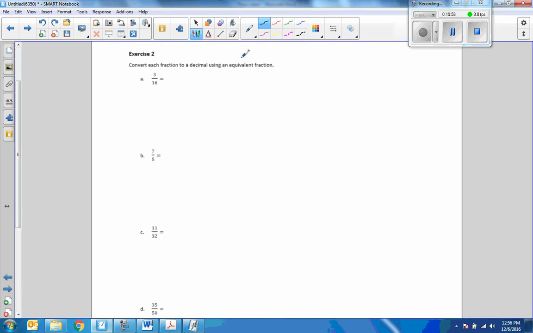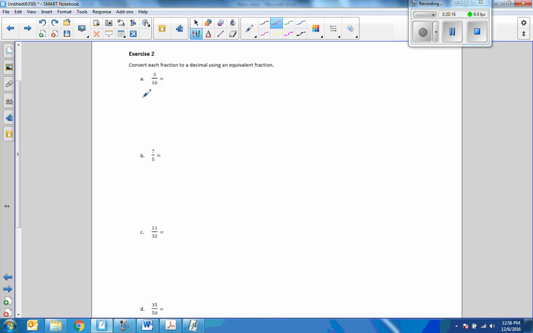Exercise 2. Convert each fraction to a decimal using equivalent fractions. Now we're starting to run into issues. 3 over 16. 16 won't go into 100. If I divide it by 2, I'm down to 8, but that's a decimal. Divide it again, it's down to 4. We're getting into a messy decimal.